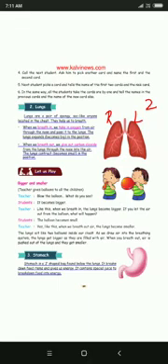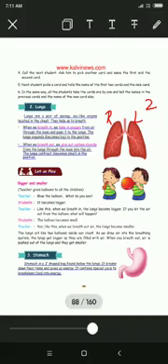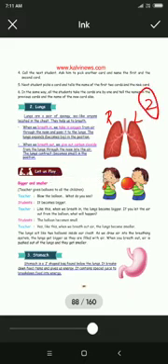How many lungs do we have? We have two lungs. One is on the left side, another one is on the right side. Where are the lungs kept? They are located in the rib cage.